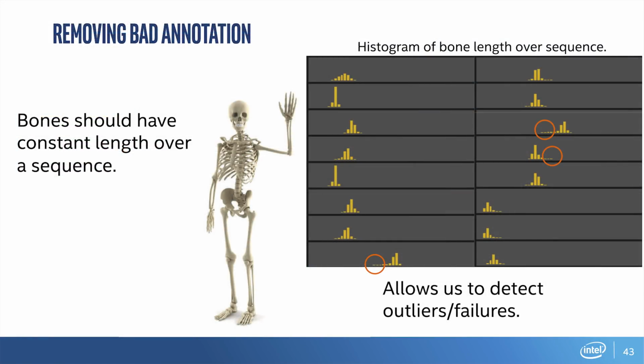And not always are things perfect, so we have to look at how we can rule out examples where the annotations failed. And we do so by actually using a pretty strong constraint: people don't tend to grow very quickly, and over the course of a single sequence, their bone lengths don't change. So we can actually use statistics to simply rule out examples that don't fit with our understanding of how the person's proportions are.